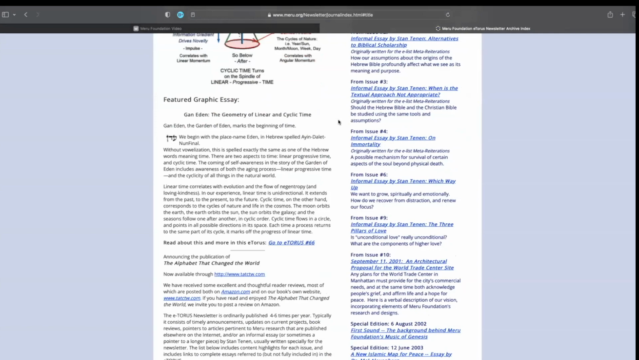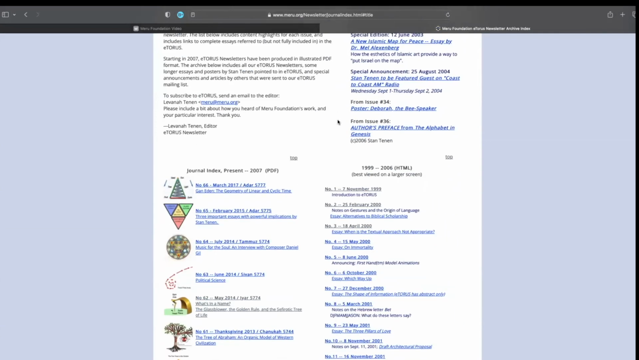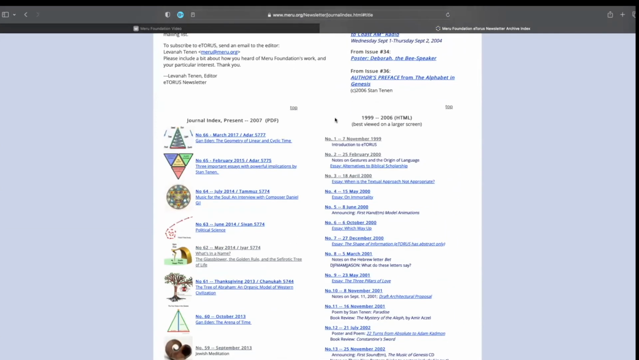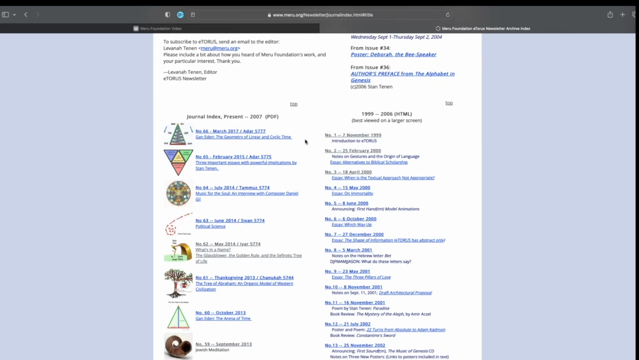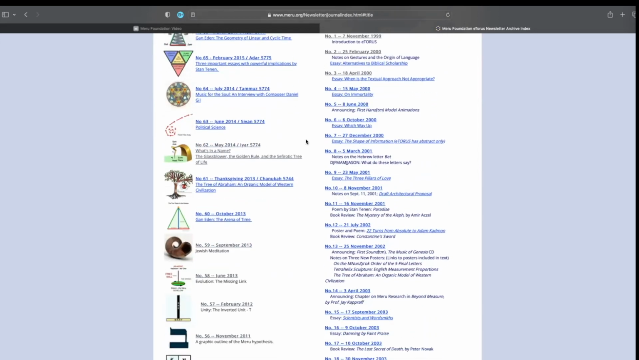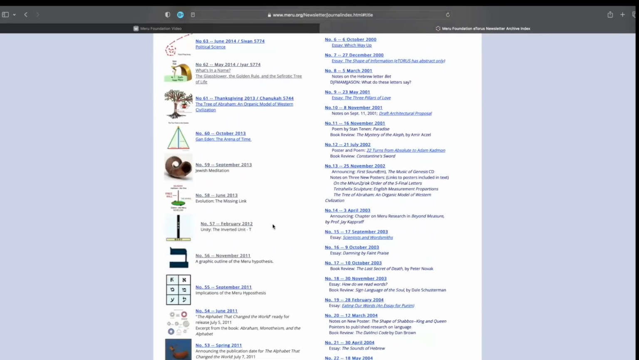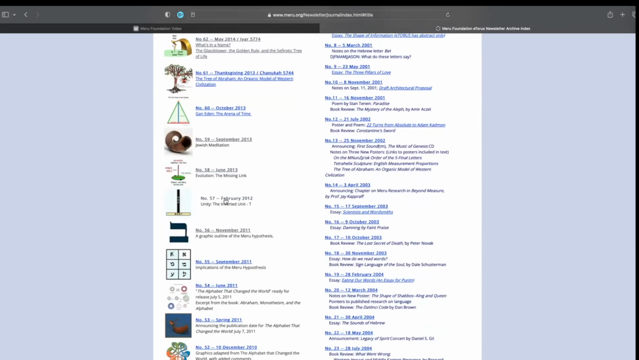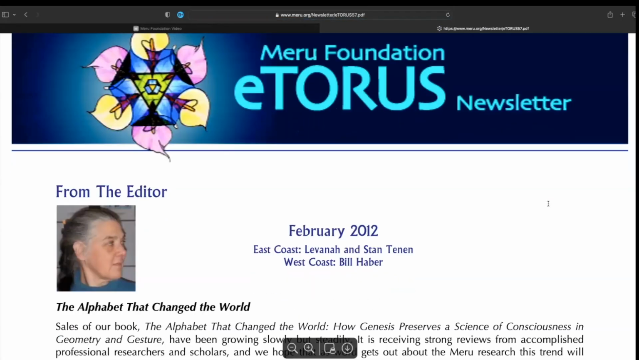And today we're going to look at an article, and you can see there's a lot of these, some of them go back to 1999, the early ones. But the one we're looking at today is number 57. It's right here, February 2012. So I'll click on that. And we're going to go through this.